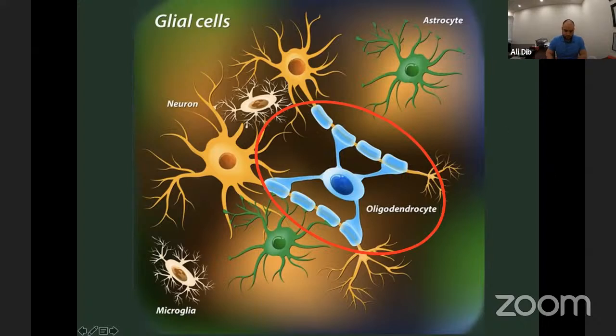I'm going to type that down because I don't have that labeled. Oh, let me send that to the rest of the group, not just one person. Nodes of Ranvier.